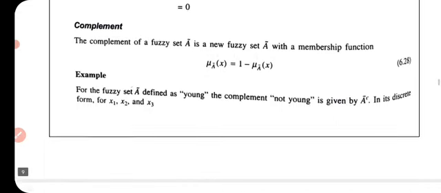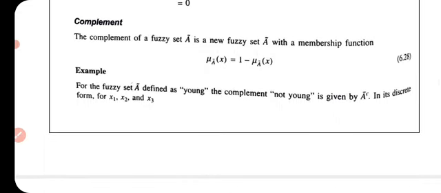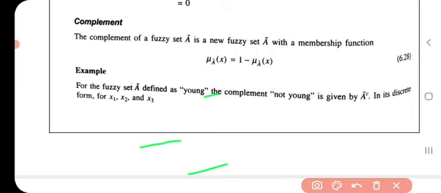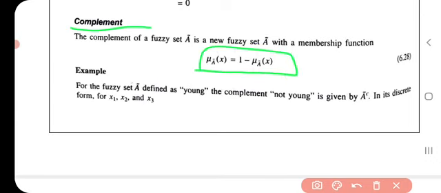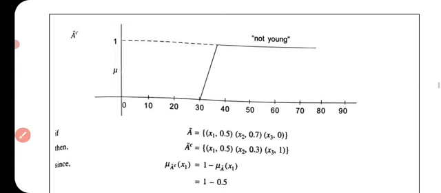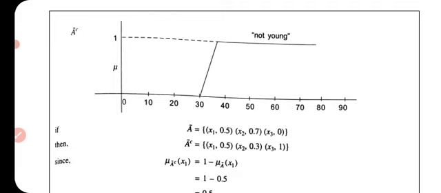Okay, the third operator is complement. The complement of fuzzy set A bar is a new fuzzy set A bar with membership function. For complement, what we have to remember is the equation. Which equation? For complement, mu a bar x is equal to 1 minus mu a x. For example, again, fuzzy set A defined as young, the complement is 1 minus that function, meaning not young. The complement set is denoted by A bar c. In this discrete form, x1, x2, x3. Yes, this is the membership function of the complement.